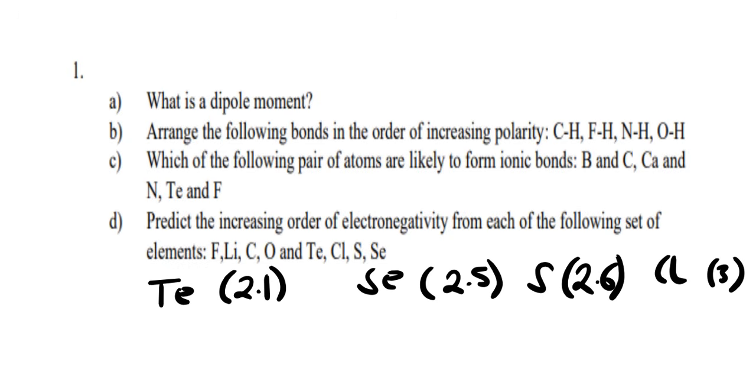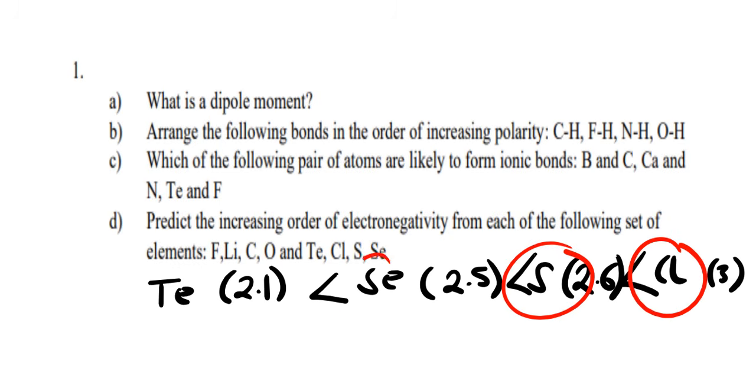So based on this information, you're able to see that we are going in this direction. We are going in that direction. Okay, so this will be the increasing order, going from the least electronegative to the most electronegative. Why? Because chlorine is a non-metal, sulfur is a non-metal, but these two are like metals. So as we are going in this direction, we tend to increase in terms of electronegativity. So that's how we solve the first question.